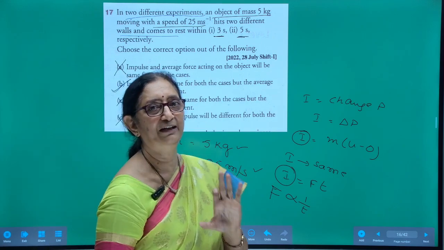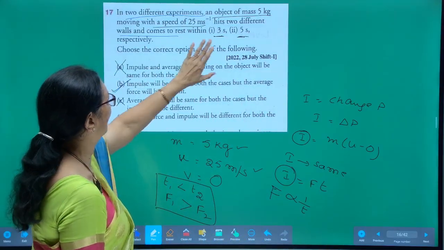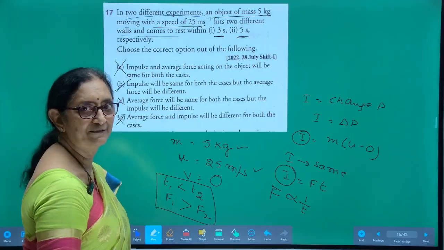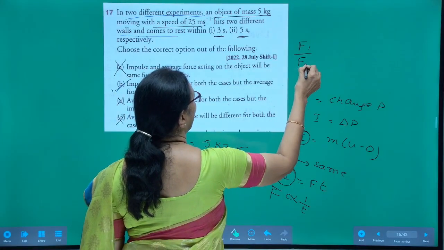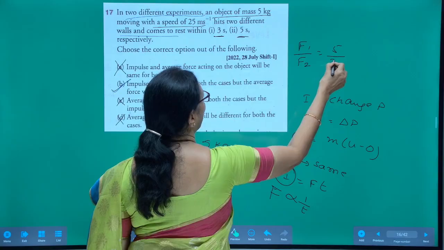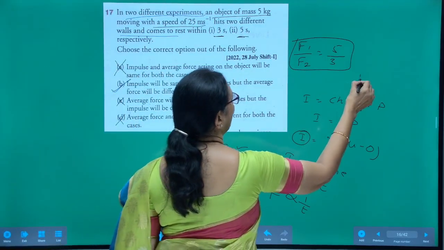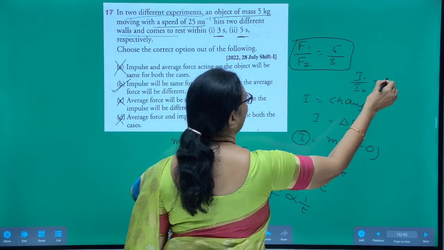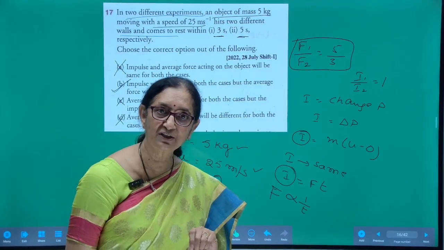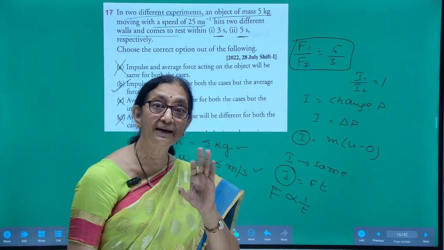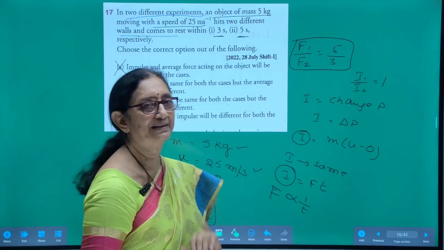In particular, if they ask you which force is more, very obviously force in the first case is more than that of the second case. Or if you are asked to find the ratio of impulsive forces, it is inversely proportional to time. So F1 by F2 is 5 by 3, and as impulse is same, I1 by I2 is constant, that is 1. The same question in some other exam may ask for the ratios of impulses and forces. That is the answer.